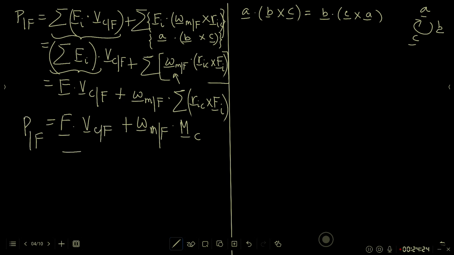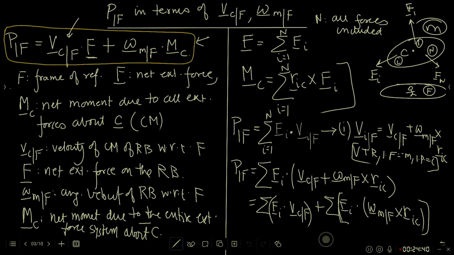So I have proved a useful expression. What is that useful expression? If you want to find the net rate at which work is being done by a force system on an RB, you can either do a summation like this, or alternatively you can find the same quantity by taking two dot products only.